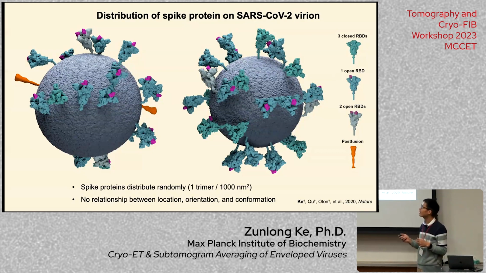And you found that the spikes are actually very sparsely distributed on the viral membrane, about 1 trimer per 1,000 nanometer squared. This number is actually really low. Influenza virus, for example, has about 10 trimers per 1,000 nanometer squared. So it's much more abundant in that case.